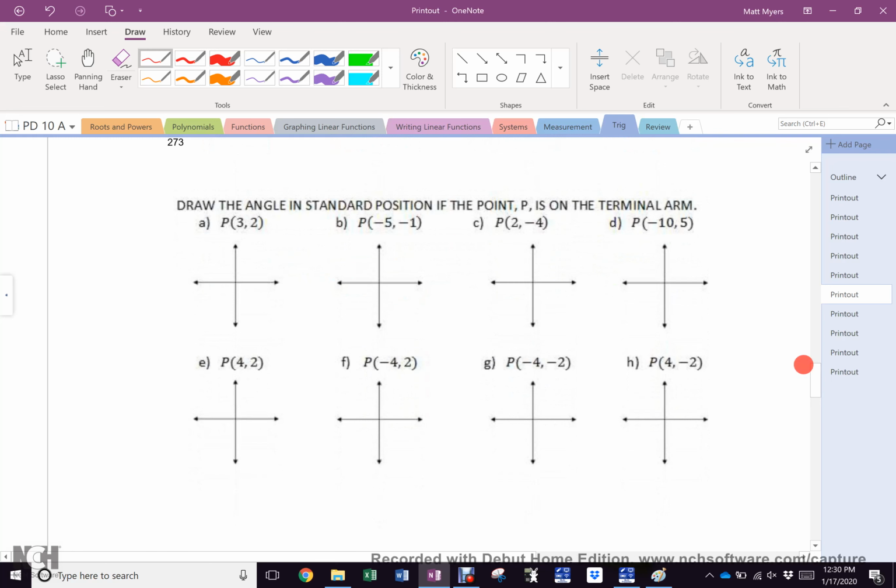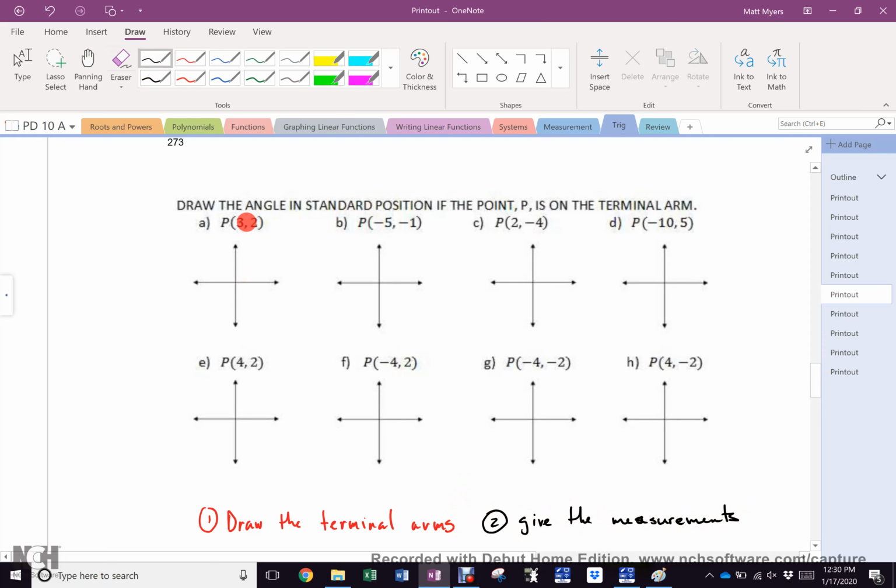And now all I want you to do is take your knowledge of x and y coordinates, your knowledge of angles, and draw. That's step one. Step one, draw the terminal arms. Step two, give the measurements. What do you mean, Mr. Myers? Allow me to show you.